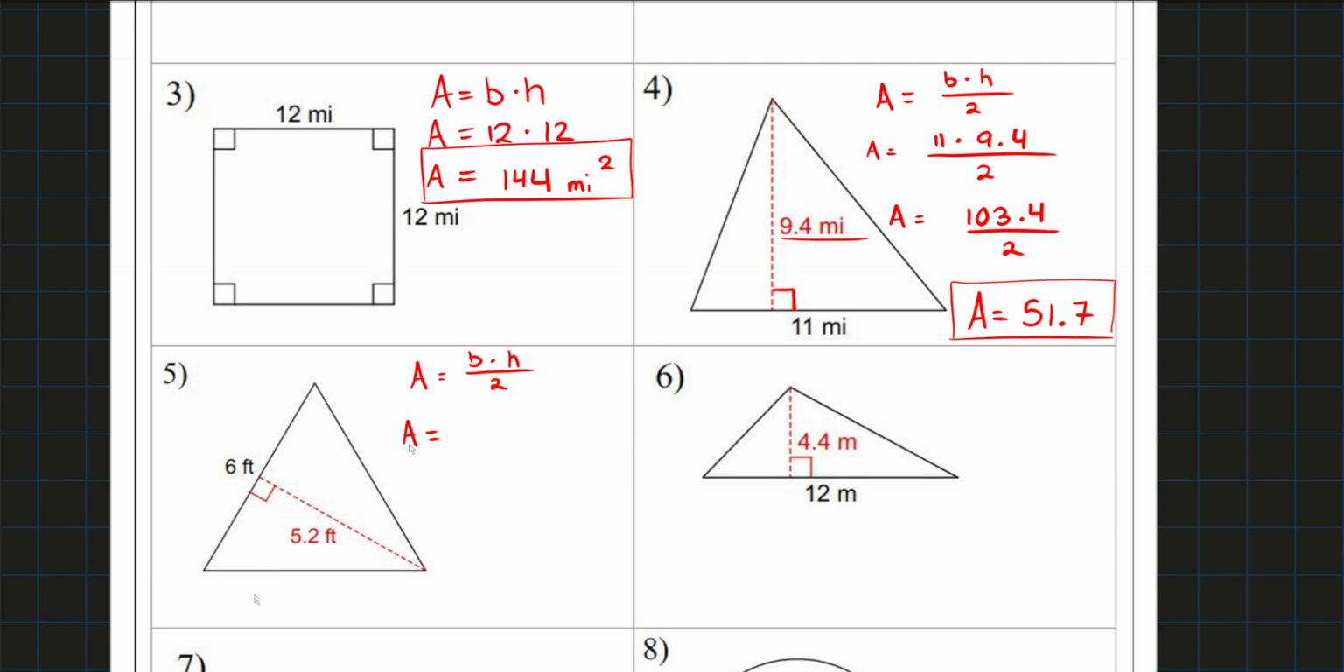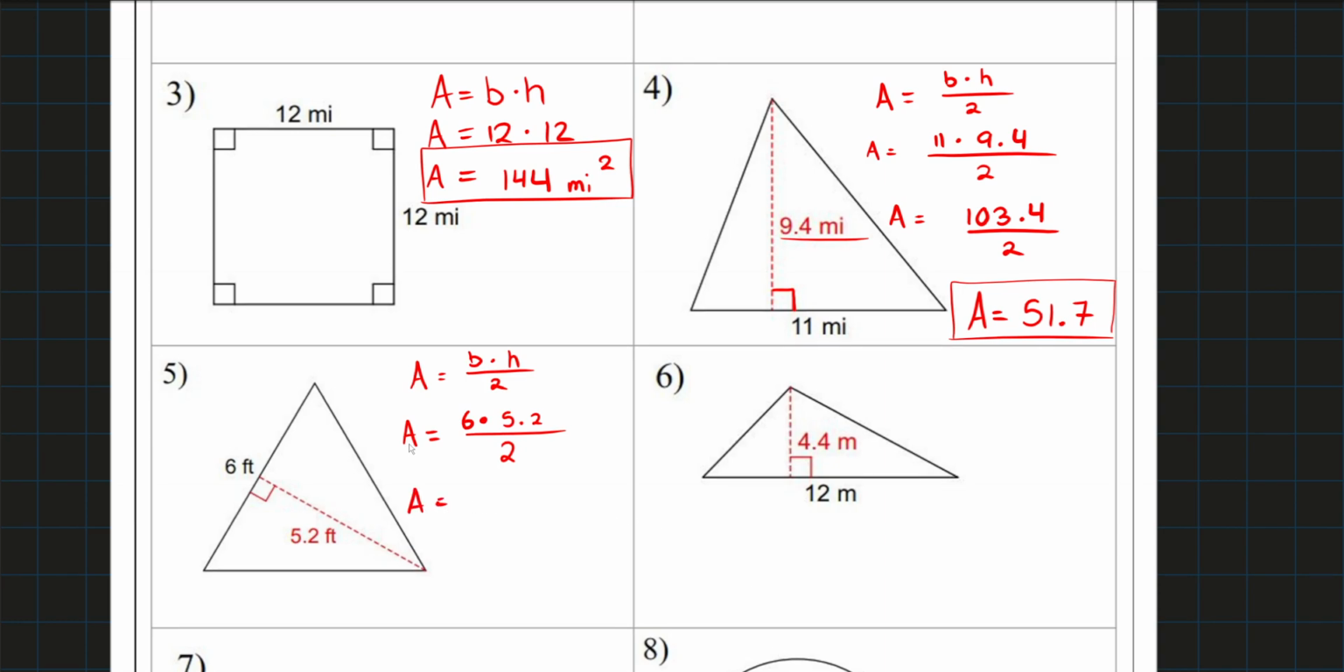Really? I really hope it's pretty clear that 6 would be the base here. If not, it's multiplication, so it really doesn't matter which order they go in, but the base is that outside horizontal side. This doesn't look horizontal, but again, if you just rotate the shape, it becomes horizontal. So don't let the word horizontal screw you up. It's just a quick way to remember. So base times that perpendicular distance, height, 6 times 5.2 divided by 2.